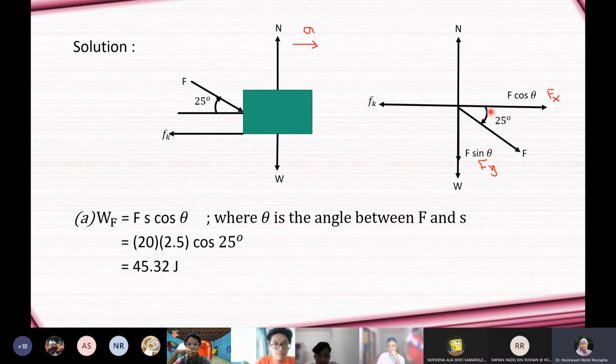Okay, so F dia adalah 20, S adalah 2.5. Nanti dia dah bagi dalam soalan, you tengok balik. Okay, force dia adalah 20 Newton. S, displacement is 2.5 meters. And the degree is 25 degree. Angle adalah 25 darjah. So, you akan dapat 45.32 joule.